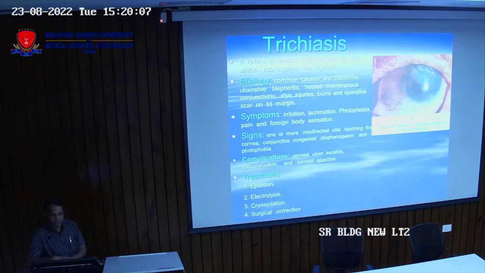Symptoms are mainly irritation, lacrimation, photophobia, pain and foreign body sensation. Signs: one or more misdirected cilia touching the cornea, which can be seen with a direct torchlight or slit lamp. Complications: corneal ulcer. Continuous irritation of the cornea will cause corneal ulcer, keratitis, vascularization, and later on corneal opacities. Treatment: simple epilation, electrolysis, cryoepilation, and surgical correction.